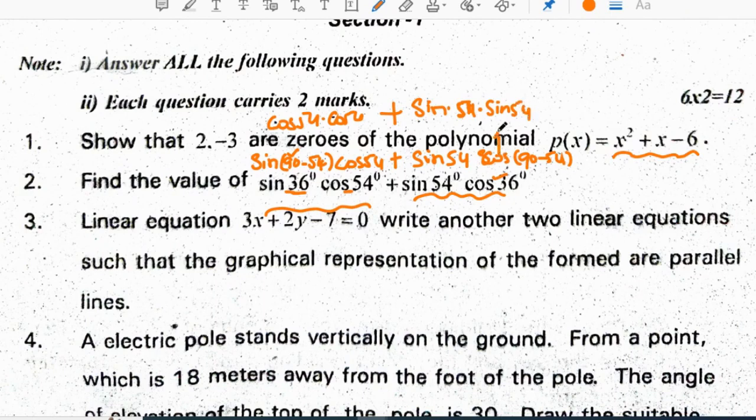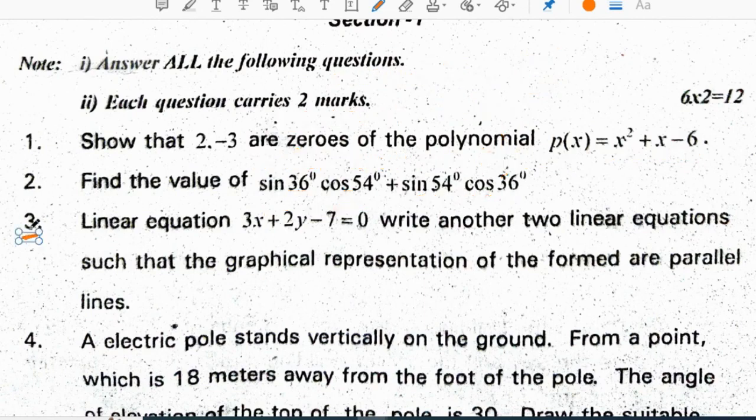The reason is the complementary angle of cos will become sine. So cos 54 into cos 54 is cos square 54, plus sine 54 into sine 54 is sine square 54. This is the identity 1. So the answer is 1. So sine square theta plus cos square theta is 1. Obviously sine square 54 plus cos square 54 will become 1.